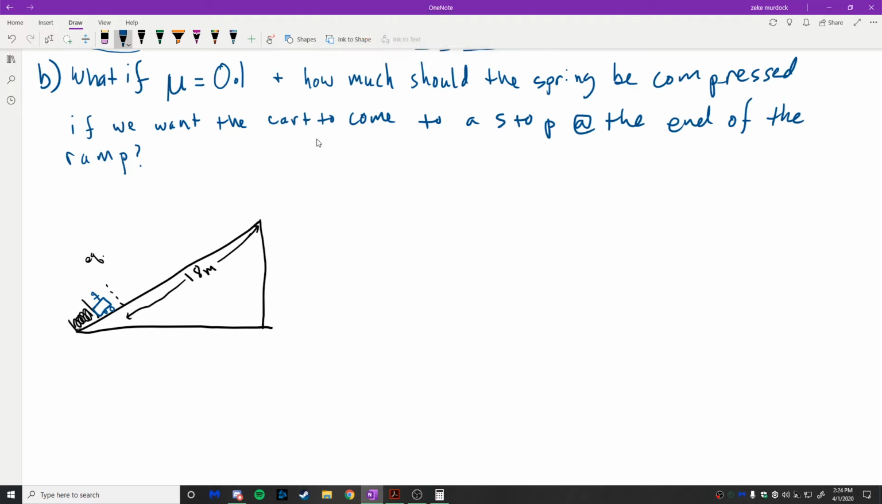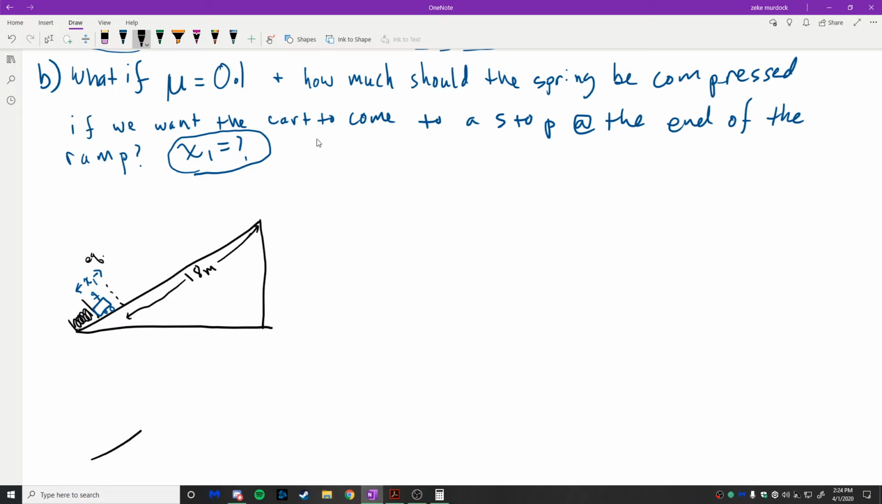Here we go. So now we're going to say we compress this by some distance that we call x or x1, I guess, right? And our goal is to find what x1 is equal to exactly, as someone said in the chat. That's our goal here. What's the compression so that the person comes to a complete stop at the end of the ramp, right?